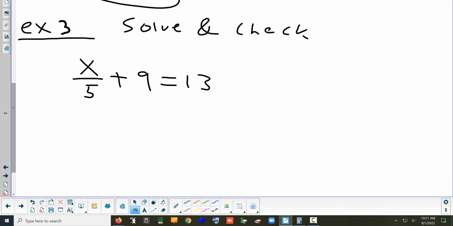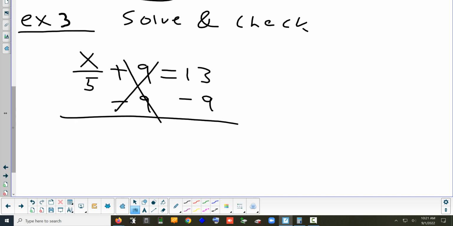Megan, any addition or subtraction that we need to do here? Okay, which one? Add or subtract? I agree. We have to subtract. And what are you going to subtract on both sides? The 9. Minus 9, minus 9. That's gone.